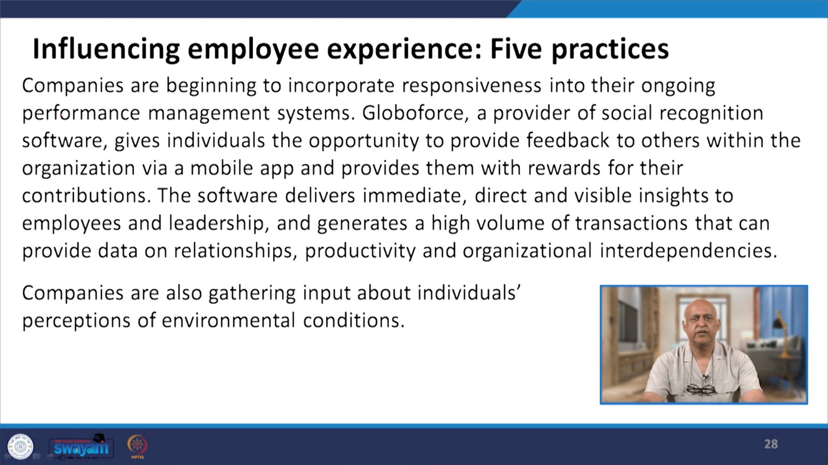So, companies are beginning to incorporate responsiveness into their ongoing performance, and software gives individuals the opportunity to provide feedback to others within the organization via mobile and provides them with rewards for their contribution. The software delivers immediate, direct and visible insights to employees and the leadership, and generates a high volume of transactions that can provide data on relationship productivity and organizational interdependence. Companies are also gathering input about individuals' perception of environmental conditions.